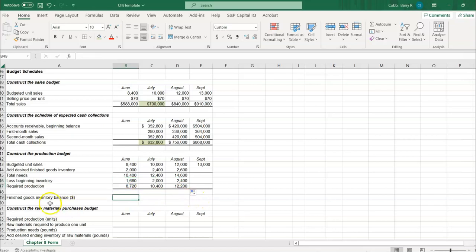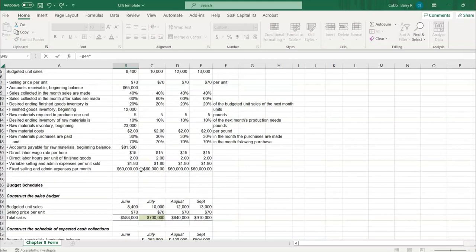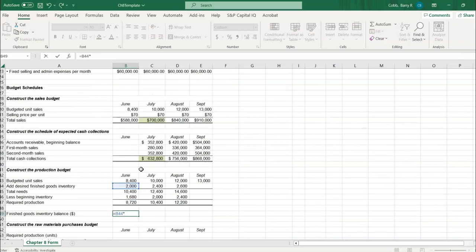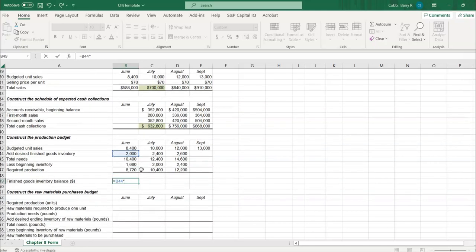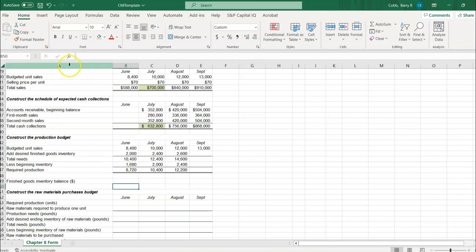Now we can also, for purposes of later preparing a budgeted balance sheet, calculate the finished goods inventory balance in dollars. And so that would be the desired finished goods inventory times the unit product cost. And we'll calculate the unit product cost later, so we'll come back to the finished goods inventory balance. So that gives us the required production number. The next video is going to continue with the raw materials budget.